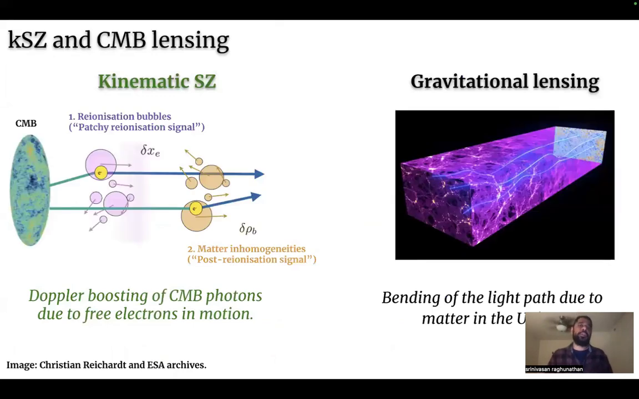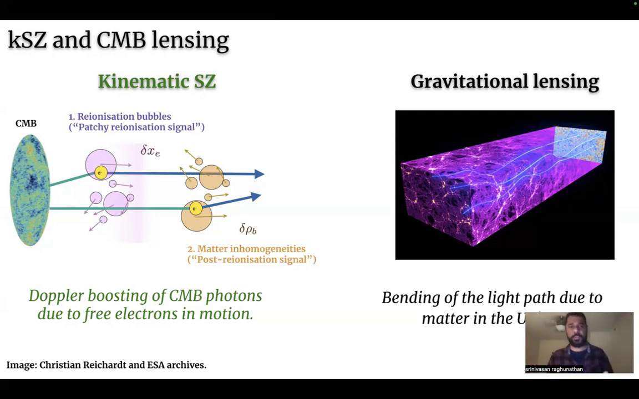So now let me discuss a little bit more about kSZ and CMB lensing. What is kinematic SZ? Kinematic SZ is a Doppler boosting of CMB photons due to free electrons in motion. This is very similar to thermal SZ, but the only difference is that the electrons are actually moving. This comes from two sources in the universe: a high redshift source and a low redshift source. The low redshift source is basically due to galaxy clusters, and when I say low redshift, I mean redshift below 3. These are local things that we see in our universe.